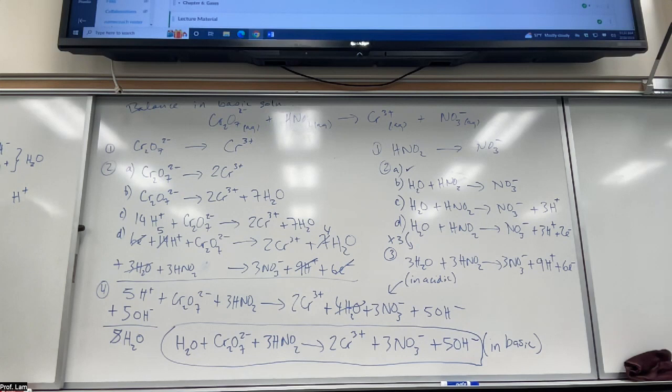We haven't checked hydrogen, right? How many hydrogens on the left side? 5. And on the right side? 5. All right, atoms are balanced. What's the last thing we check? Charges. Net charge on the left side.